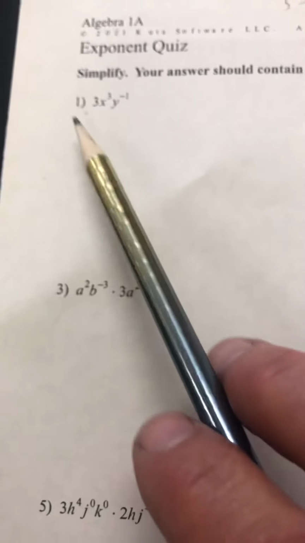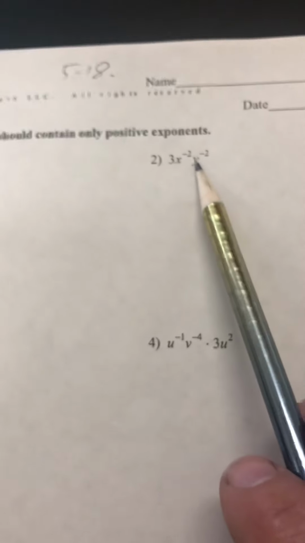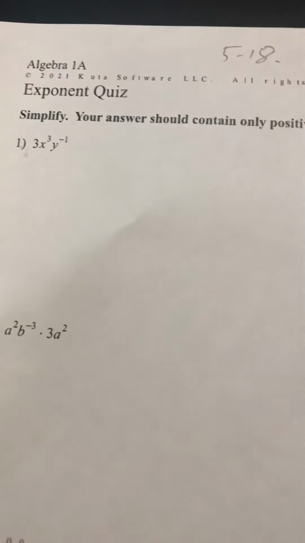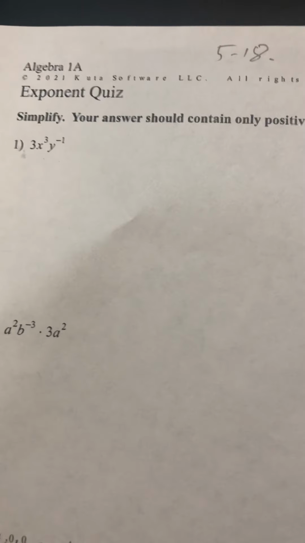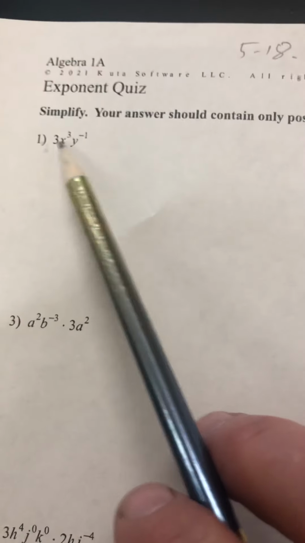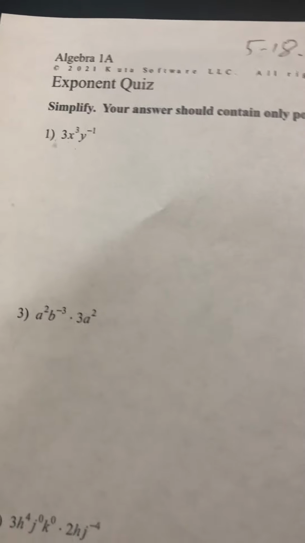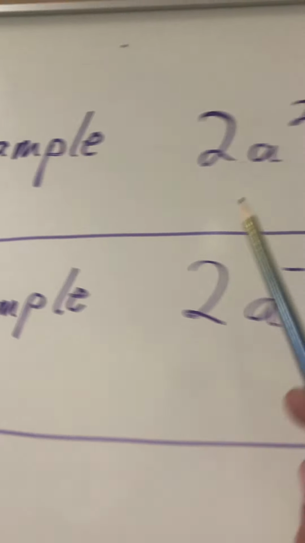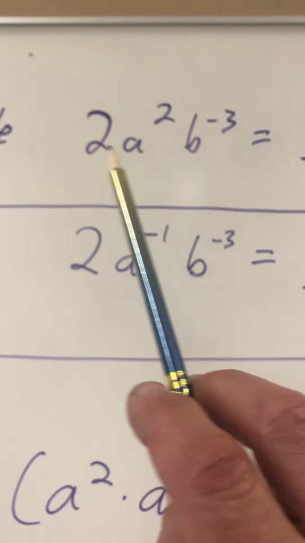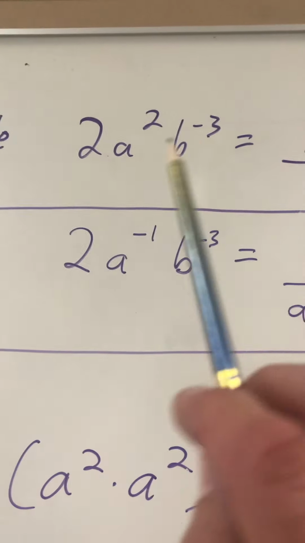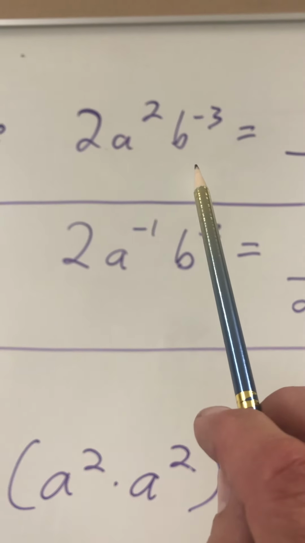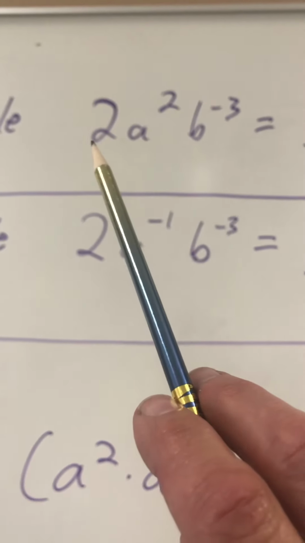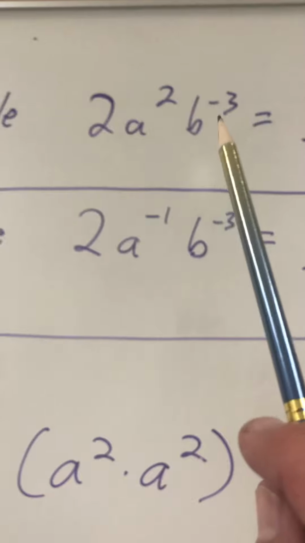All right, so for number 1 and for number 2, I'm going to use the same procedure, but I'm going to use an example. Because if I tell you one thing, I'm going to give you the answers for number 1 and 2, and I can't do that. So for number 1, I have an example, okay? And the example is right here, 2a squared b negative 3. Notice it looks just like your number 1, but with different numbers and different letters.